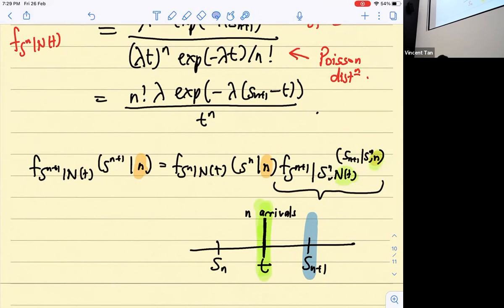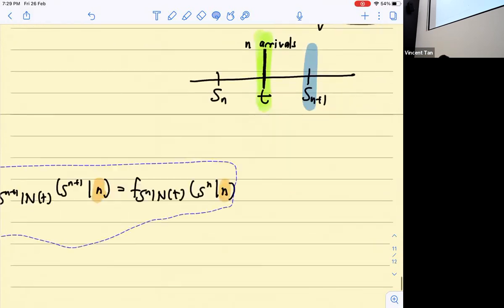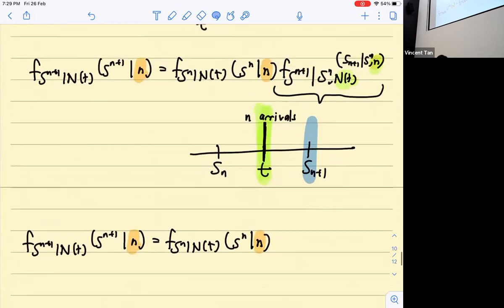Okay, so now let me complete this. So we have this situation, and this guy here is exponential. Exponential what? It's lambda e to the minus lambda (S_{n+1} minus t). It's exponential with the length being this. This is the length S_{n+1} minus t. This length here is nothing but S_{n+1} minus t.